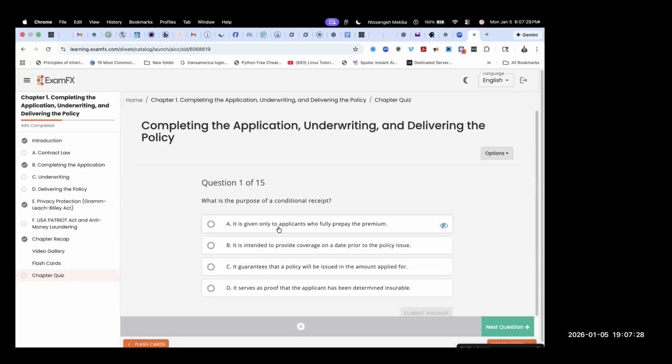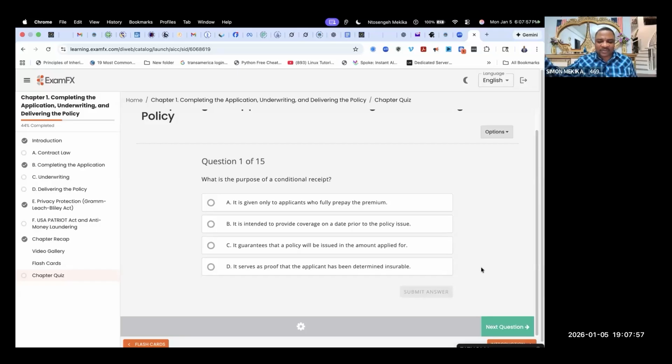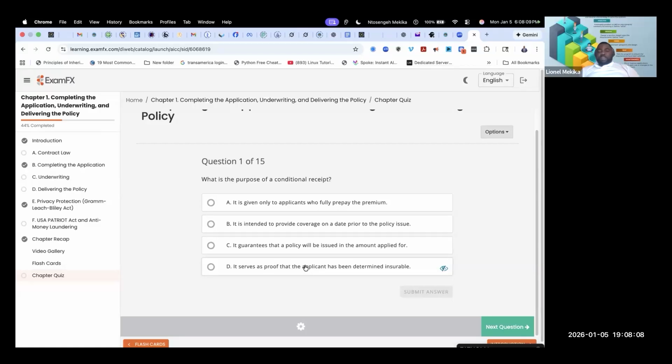What is the purpose of a conditional receipt? Number 1. A, it is given only to applicants who fully prepay the premium. B, it is intended to provide coverage on a date prior to the policy issue. C, it guarantees that the policy will be issued in the amount applied for. D, it serves as proof that the applicant has been determined insurable. Candidates, come on, it is obvious here. What is the answer? Or let's eliminate. Which one should we eliminate?